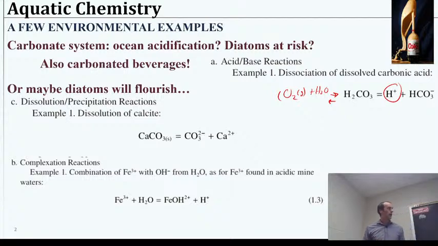Complexation reactions. If we form a complex to make a new molecule, in this case ferric iron with water to form FeOH2+, kicking off a proton there. This is a pretty common type of reaction. It's pretty relevant when we ask ourselves, what can we precipitate? What might this react with? And why is acid mine drainage acidic?